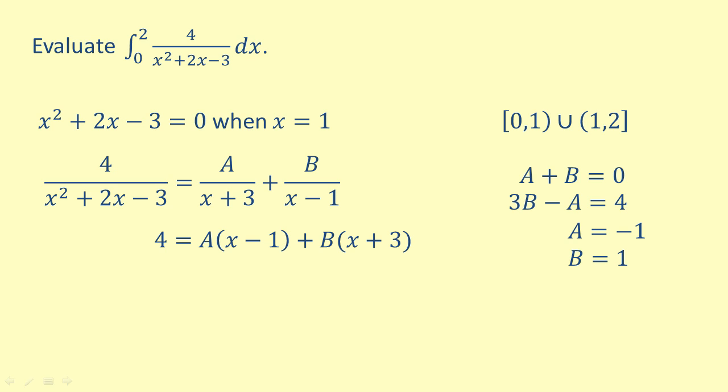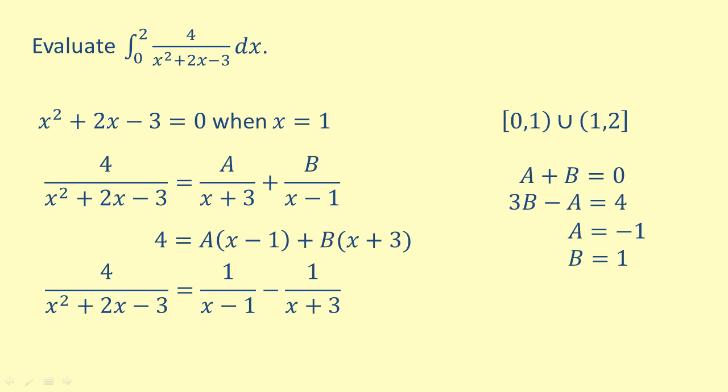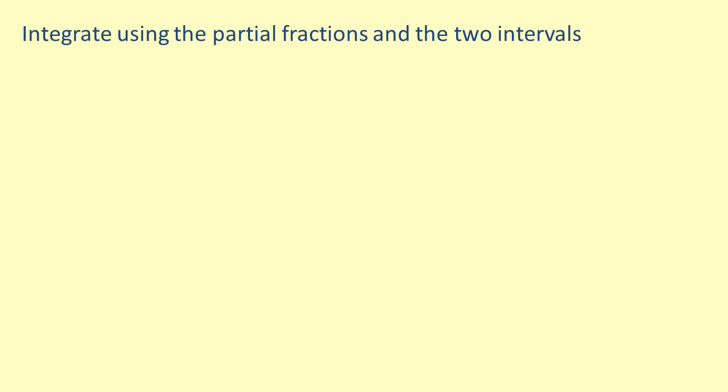Finally, we have 4 over x squared plus 2x minus 3 equals 1 over x minus 1 minus 1 over x plus 3. Written this way, the discontinuity is obvious. Finally, we will integrate by employing the partial fractions and breaking up the integral.